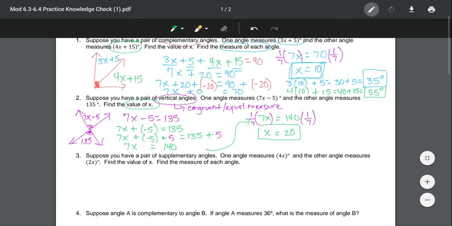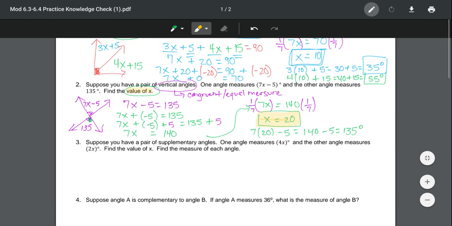If you were asked to find the other angle, then you would replace x with 20. So you would do 7 times 20 minus 5. And you get 140 minus 5, which is 135. And notice that if you solve correctly, you should get 135 degrees because vertical angles are exactly the same measure. But in this problem, all you're asked to do is solve for x. So make sure that on your quiz, you pay attention to the directions and just solve for what they want you to find.